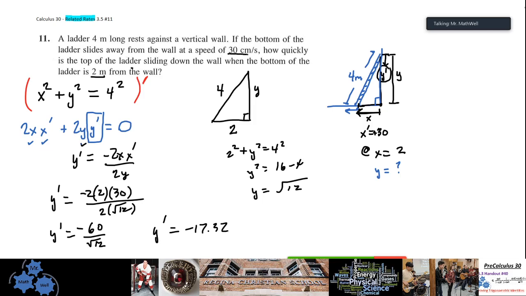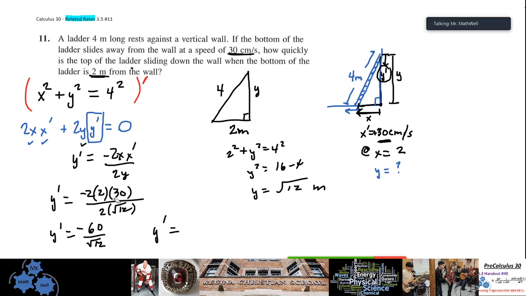I noticed something: 2 meters and 30 centimeters. This is why units are pretty important. We want to make sure we pay attention to that. Look at what I did: I substituted. This is in meters, and this is in centimeters per second. Big trouble. So I just have to back up a little bit. No problem, we just have to fix some things here.